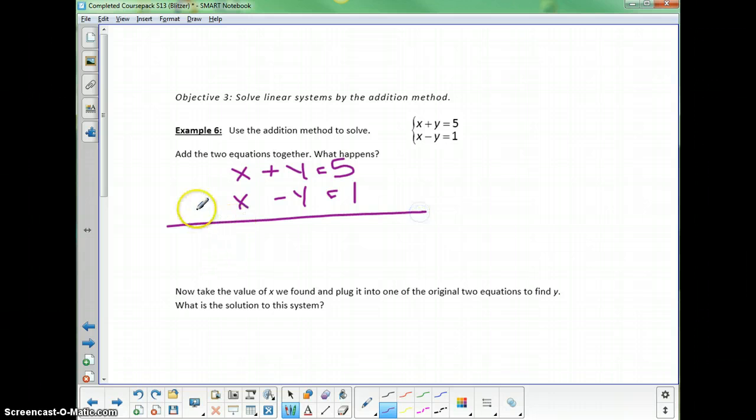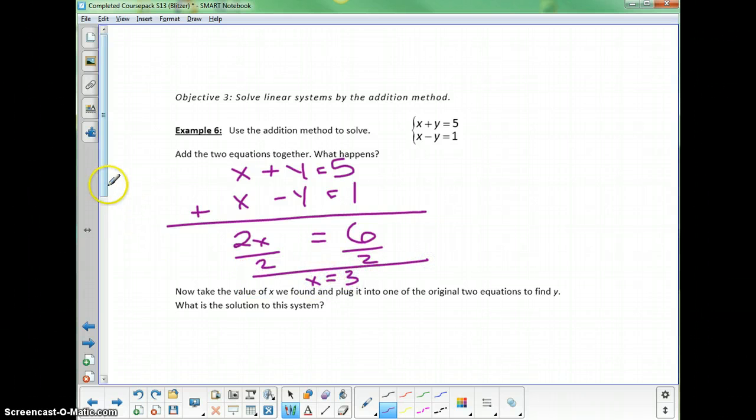To add these two equations together, we're going to add the columns up, just like I would do if I were adding like 3-digit numbers. I'm going to add x plus x is 2x. Y plus negative y is 0y, so I don't have any y's to write down. And 5 plus 1 is 6. So I can keep going. I can solve this for x. So I can see that x equals 3 solves that equation.